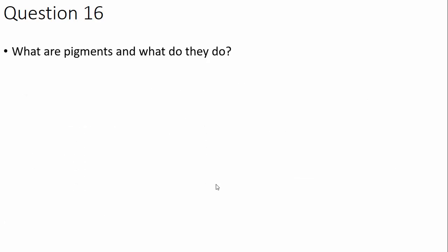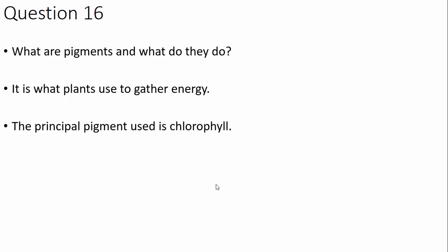Number 16, what are pigments and what do they do? It is what plants use to gather energy. The principal pigment used to gather energy is chlorophyll in plants.